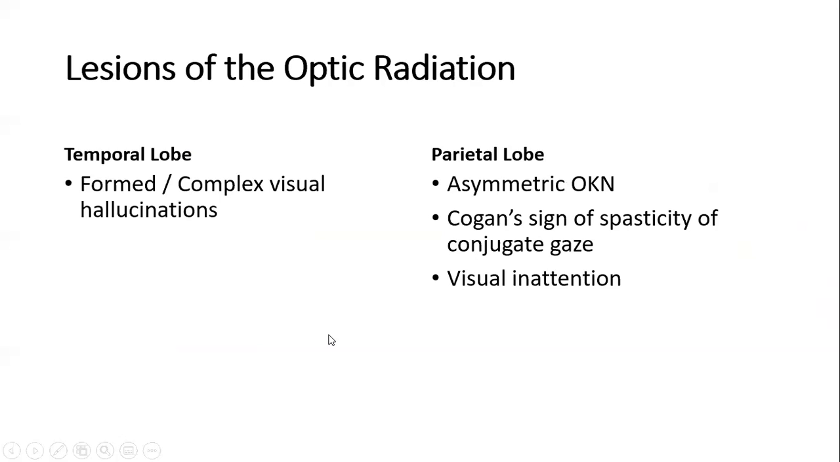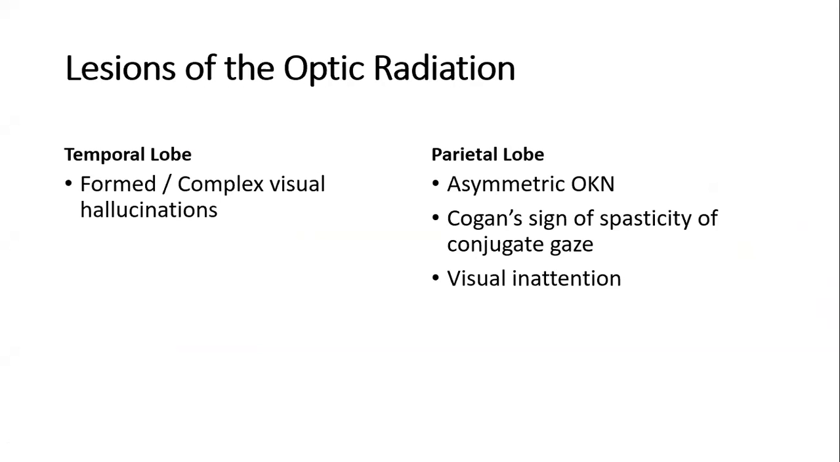So what other features are there in a temporal lobe or a parietal lobe lesion? In a temporal lobe lesion, apart from the pie in the sky, we also have complex visual hallucinations. Complex means they see images of objects, persons, or landscapes. Whereas in a parietal lobe lesion, the additional features that can be there are the asymmetric optokinetic nystagmus.